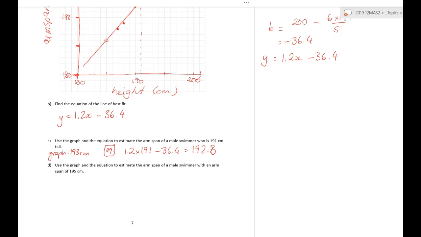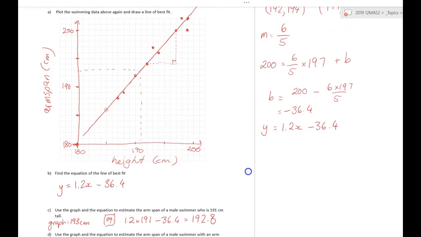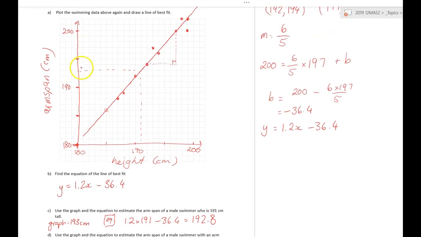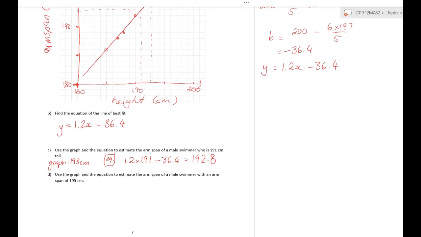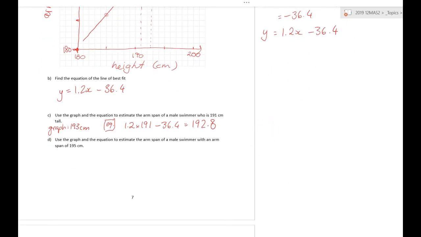Now we're going to use the graph and the equation to estimate the height of a male swimmer with an arm span of 195. Remember, arm span here. Go across till we hit the line and drop down, and I think we're just inside that one here. So I reckon we're about 192.5. We'll make a little estimate there. It's somewhere in the middle.